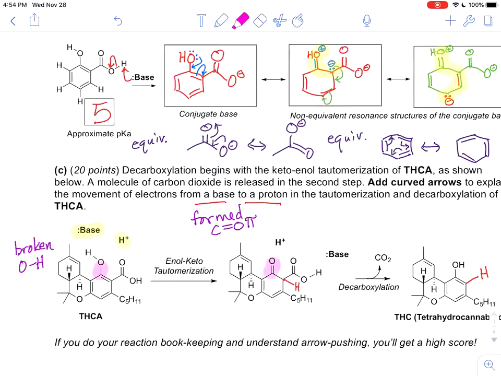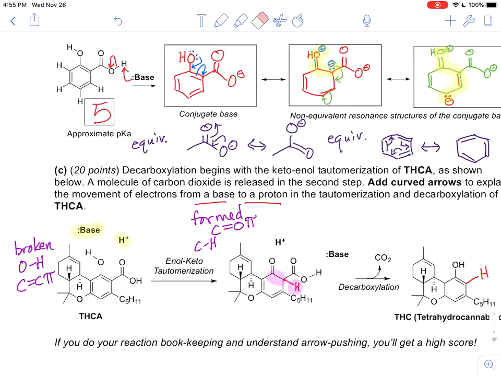We have some other things. This double bond is now a single bond, so we're breaking a carbon-carbon pi bond. And then the other thing, kind of already highlighted, is the new hydrogen. So we should be forming a new carbon-hydrogen bond.